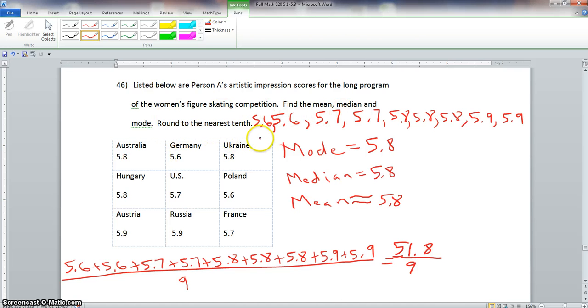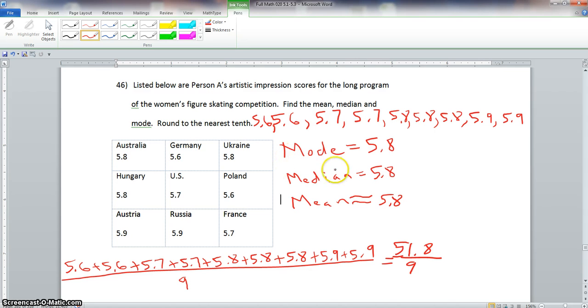Now what I would suggest you do first before you do anything is to list the numbers from the smallest to the highest. So what we have here is 2 5.6s. We have 2 5.7s. We have 3 5.8s. And we have 2 5.9s. Now, I'm going to explain to you why I wanted you to list it from the smallest to greatest. It'd be easier to find the mode and median.